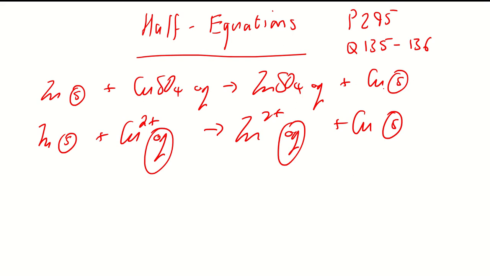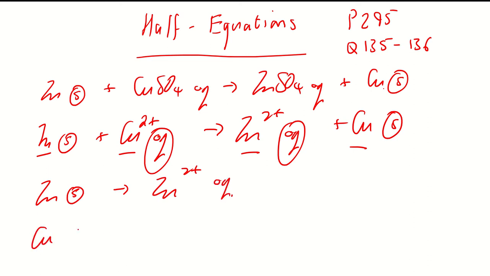This is the full equation. The half equation is what happens to each thing in it. So the zinc and the zinc, the copper and the copper. So let's put out the zinc solid, and that goes to zinc 2+ aqueous, and let's put out the copper. Okay, copper goes from copper 2+ to copper solid.